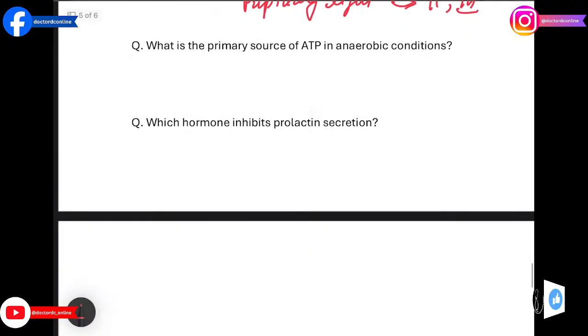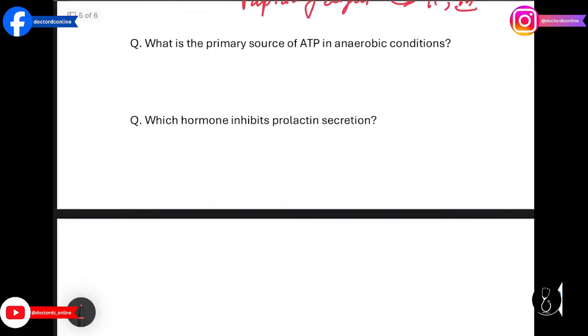The next question is what is the primary source of ATP in anaerobic conditions, and the answer is glycolysis because it produces ATP without oxygen, yielding lactate as a byproduct.